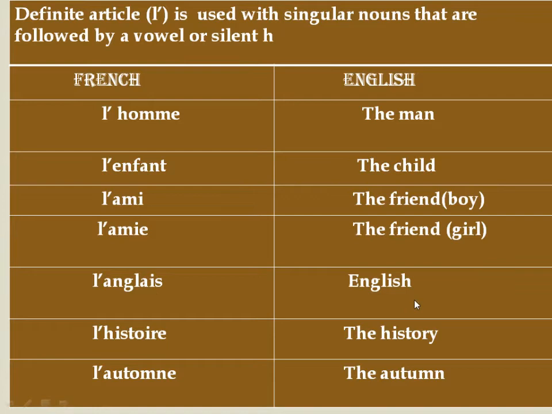L'anglais, English. L'histoire, the history. L'automne, the autumn. So here you can see that we have dropped or omitted the vowel of the article when it is followed by either the mute H or by the vowels.